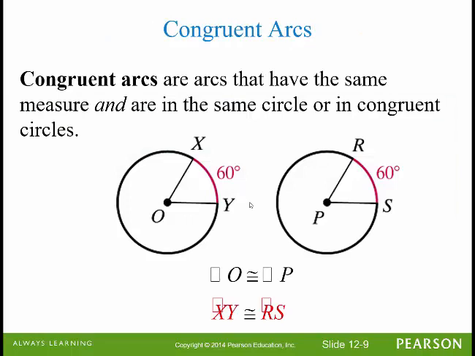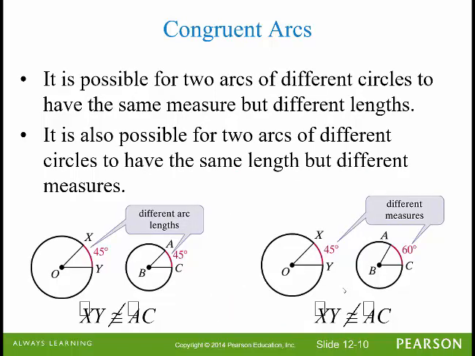All right, let's move on to talk about congruent arcs, and we'll get to examples in a second. Congruent arcs are arcs that have the same measure and are in the same circle or in congruent circles. So what we're saying here is, if circle O and circle P are the same, then the measure of arc XY is equal to the measure of arc RS.